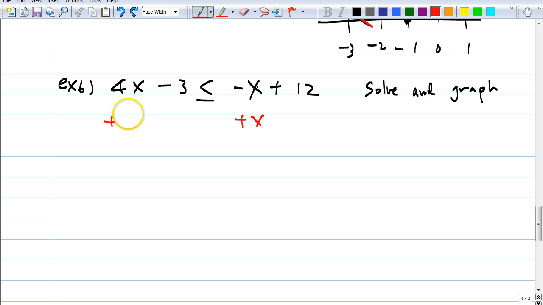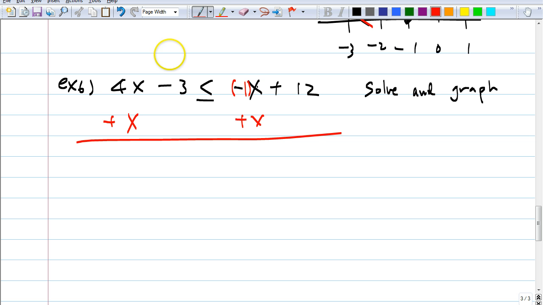Yeah, but which one's smaller, the negative x or 4x? Negative x is smaller, right? If you were to get rid of this 4x, you would get negative and so forth. So it's a good idea to get rid of the x first, because it's negative x. What's the coefficient of this negative x? Isn't that negative 1? Which is smaller, negative 1 or 4? Negative 1. You see what I'm talking about?